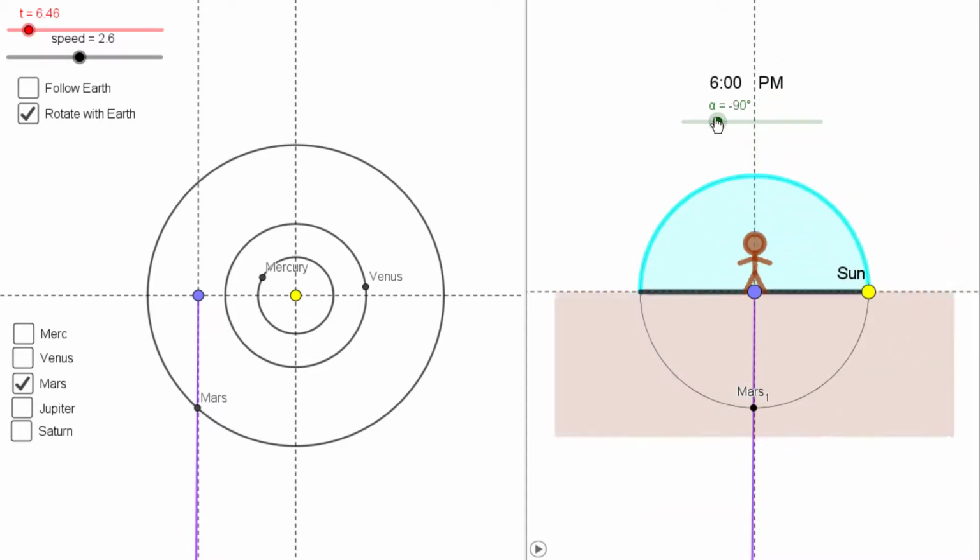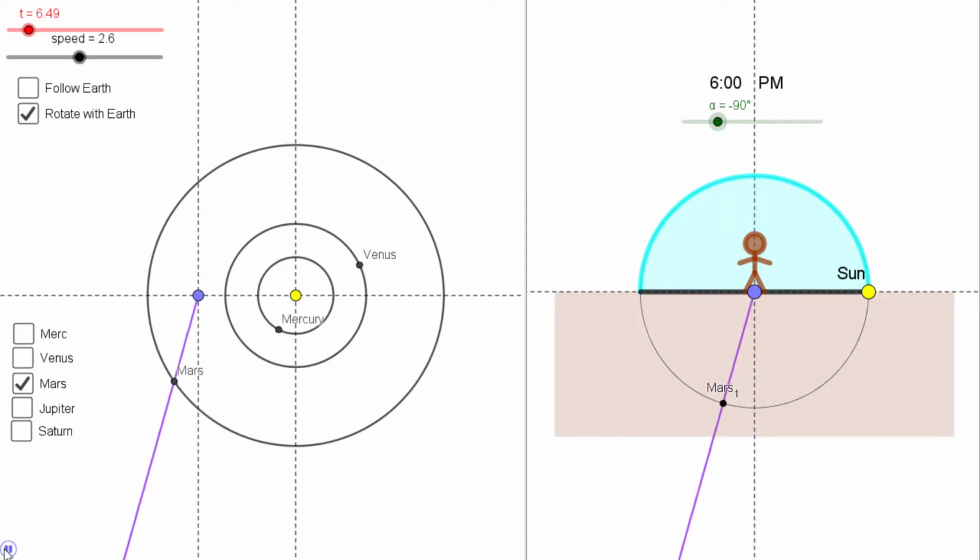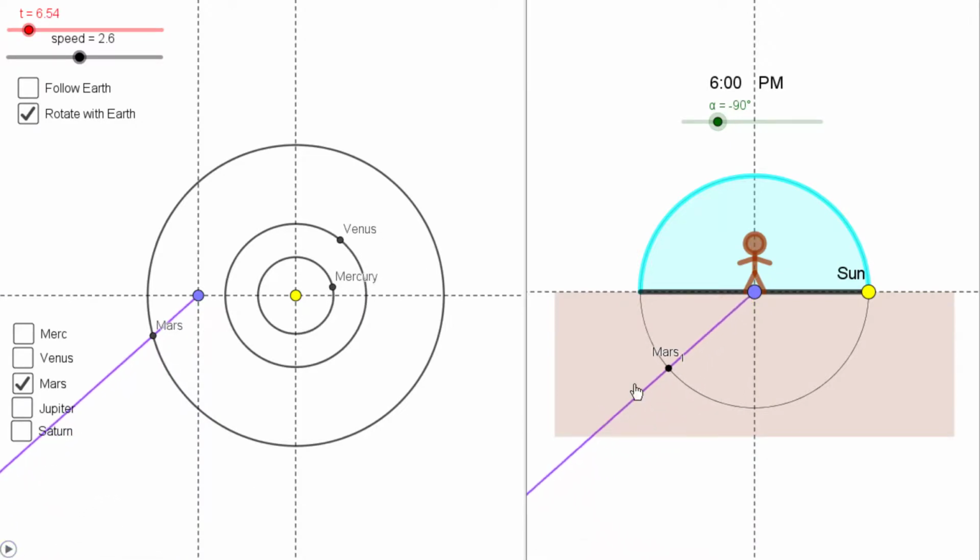Let's go back to evening for now just to have a reference point. And so if I let this run a little bit more, notice it's speeding up.